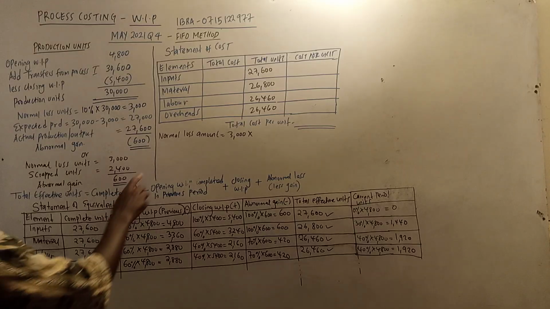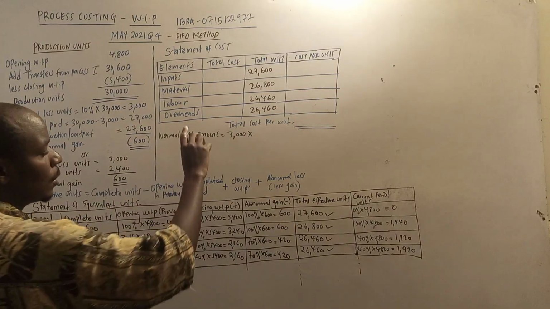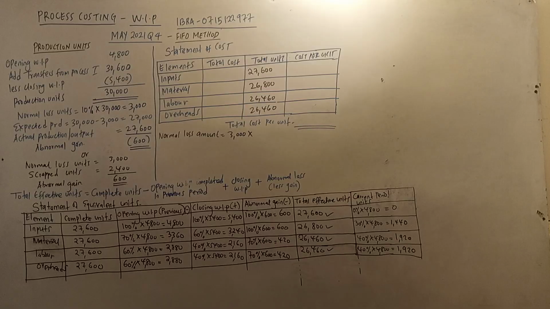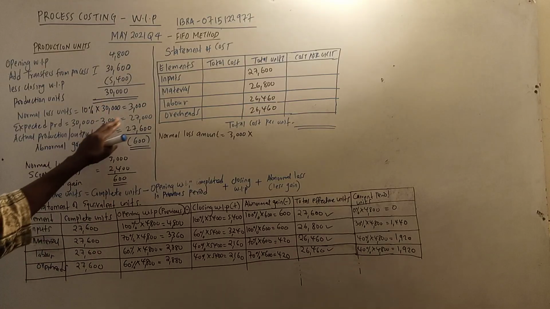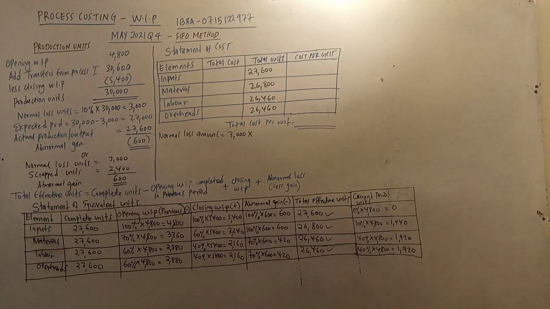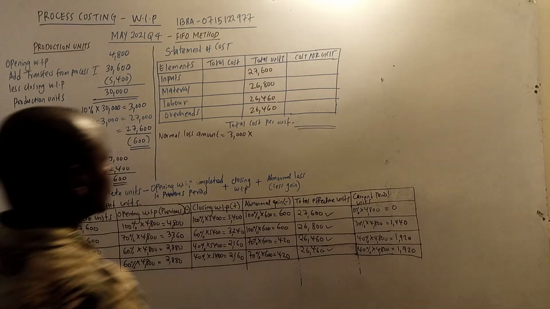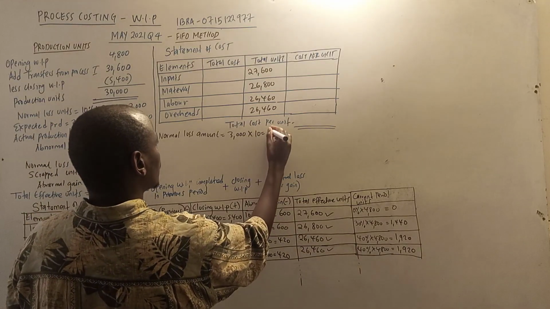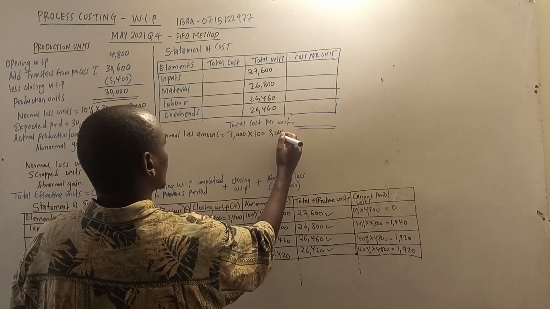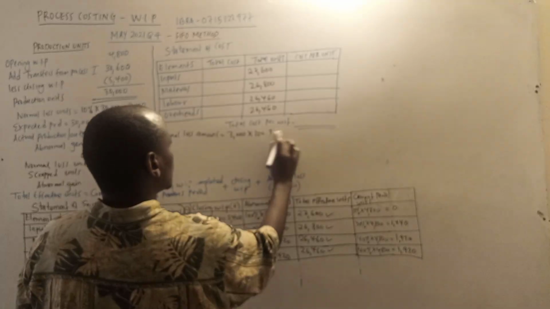Now, if you want to compute normal loss, normal loss goes hand in hand with the scrap per unit. Our normal loss units are 3,000 units. So, what is the cost per unit? Let's go to the cost per unit for normal loss. The last item, information number 7, is 10 shillings. So, meaning this is 30,000.